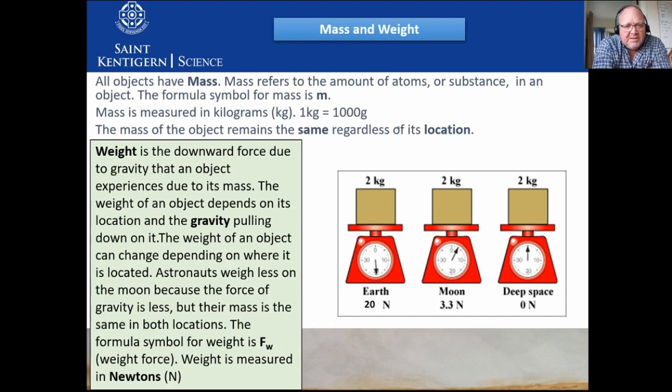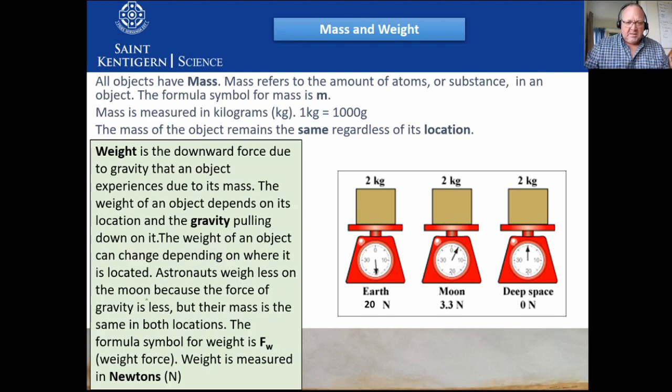That is a weight force, and we should really try to talk about weight force, weight force, weight force. Mass is in kilograms. Weight force is a force, and a force we measure in newtons. Okay? So weight is the downward force due to gravity, the pulling of gravity. The weight force can change depending on where it's located.